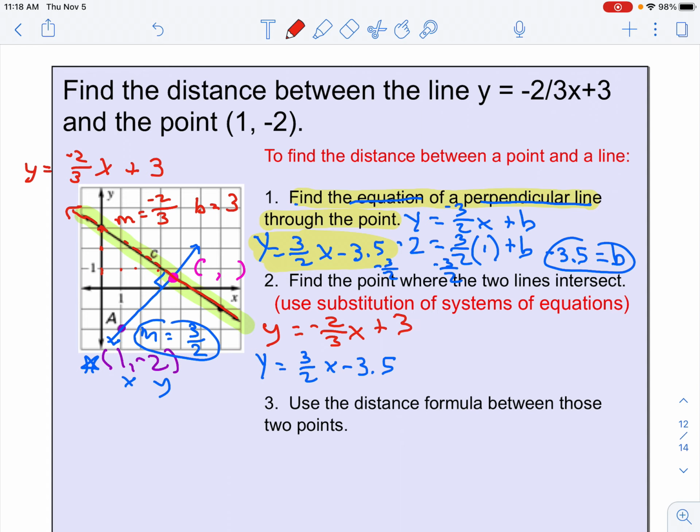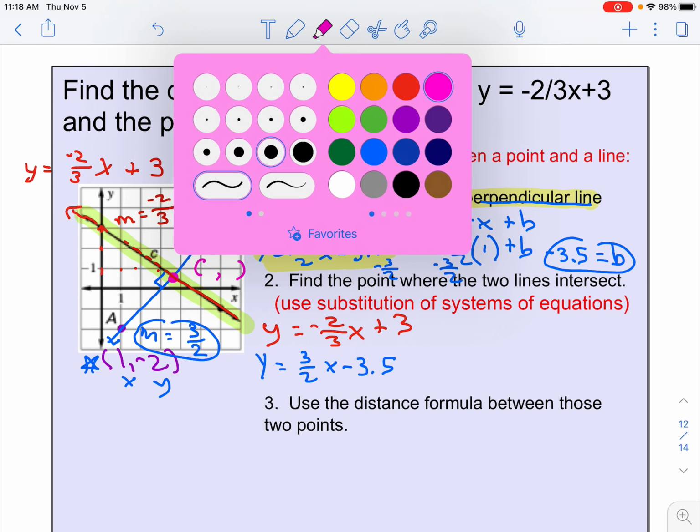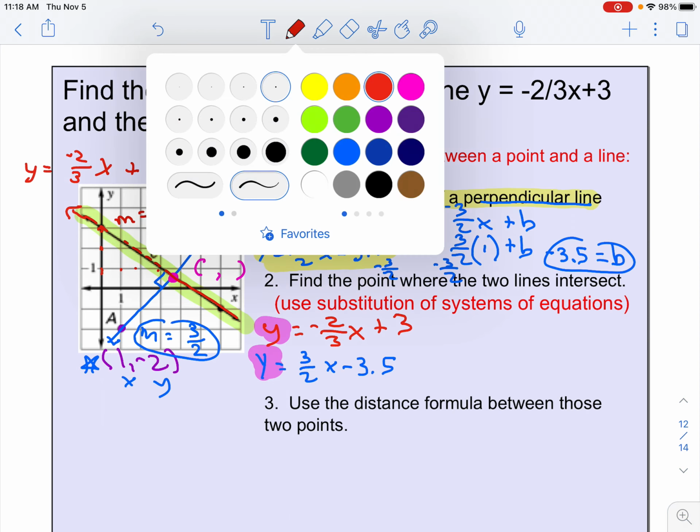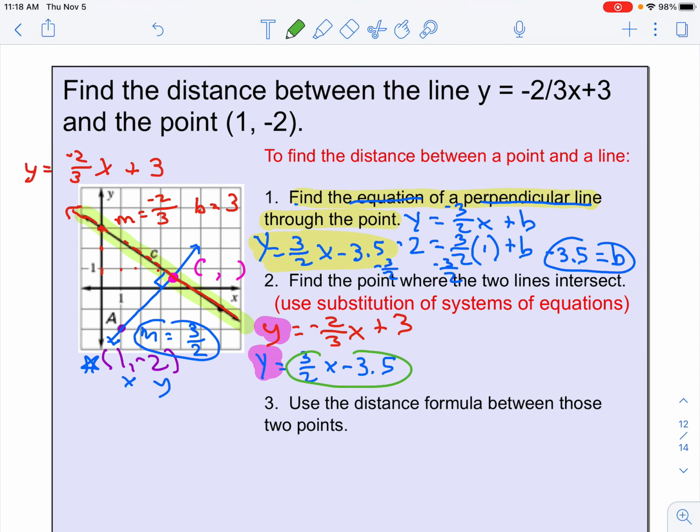So when I use substitution, I could use elimination here actually, which would probably be simpler anyway, but I'm going to go ahead and use substitution because you can see right here that I have y equals and y equals. So I can take what y is equal to right here and plug it in for y. So then I would have 3/2 x minus 3.5 is equal to -2/3 x plus 3.